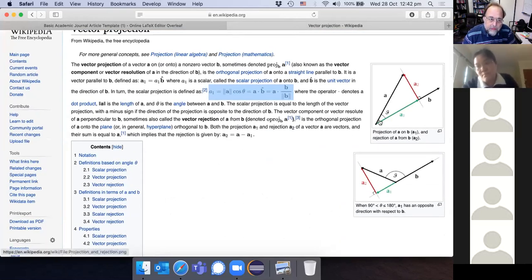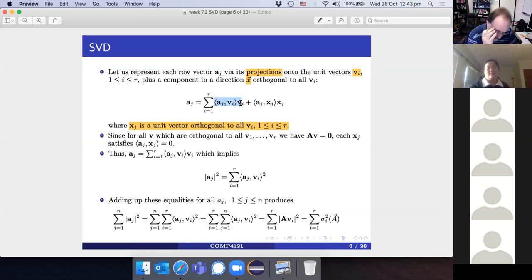Let's say we have vector A and vector B. The projection of vector A on vector B is the green vector A1. If the length of B is 1, then the length of A1 is the inner product of A and B, and the direction of A1 is the same as the direction of B. Now let's get back here. This part, the inner product of Aj and vi times vi, is the vector of the projection of Aj on vi.